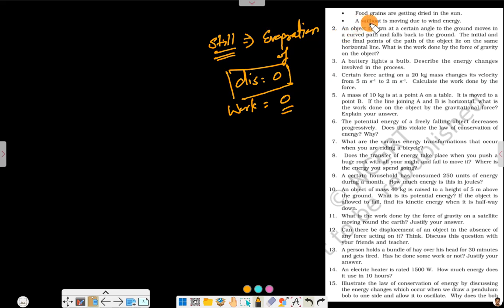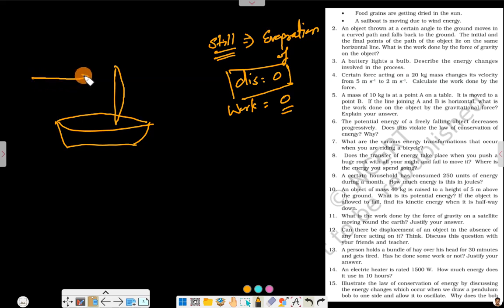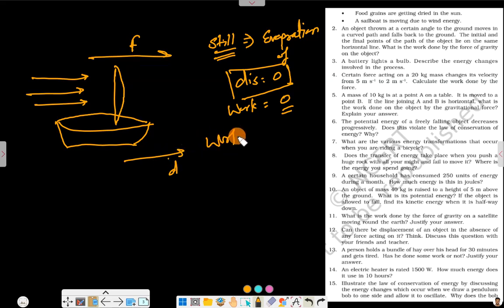The other part is a sailboat moving due to wind energy. Suppose this is a boat and here is a sail attached to it. When wind acts on it, the wind applies a forward force on it, due to which there is forward displacement. So force is there, displacement is there, so work is there. Okay. So now let's move to question number 3. Sorry, 2.